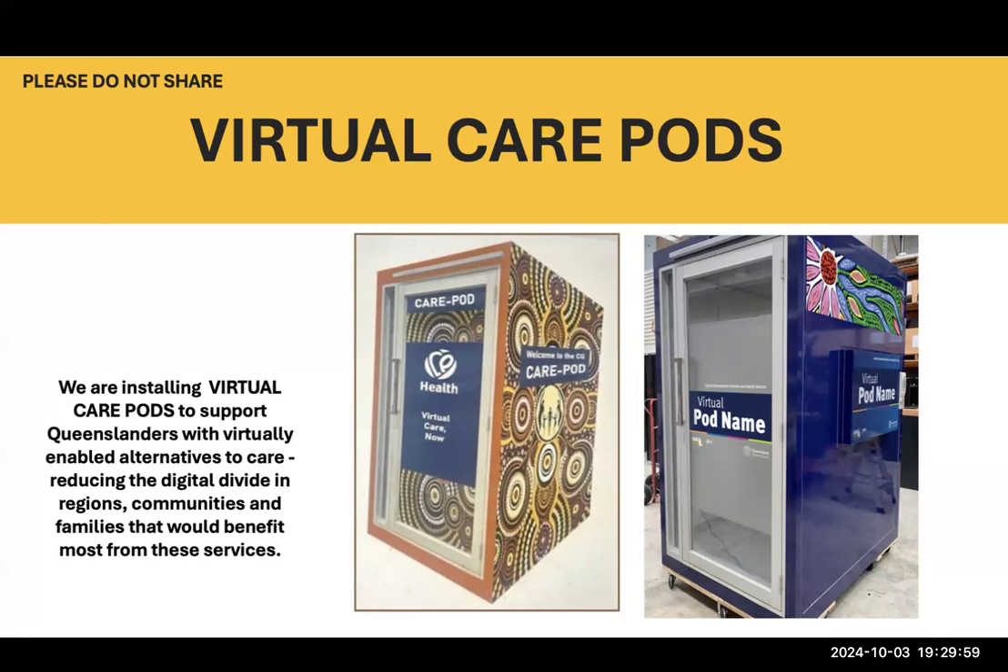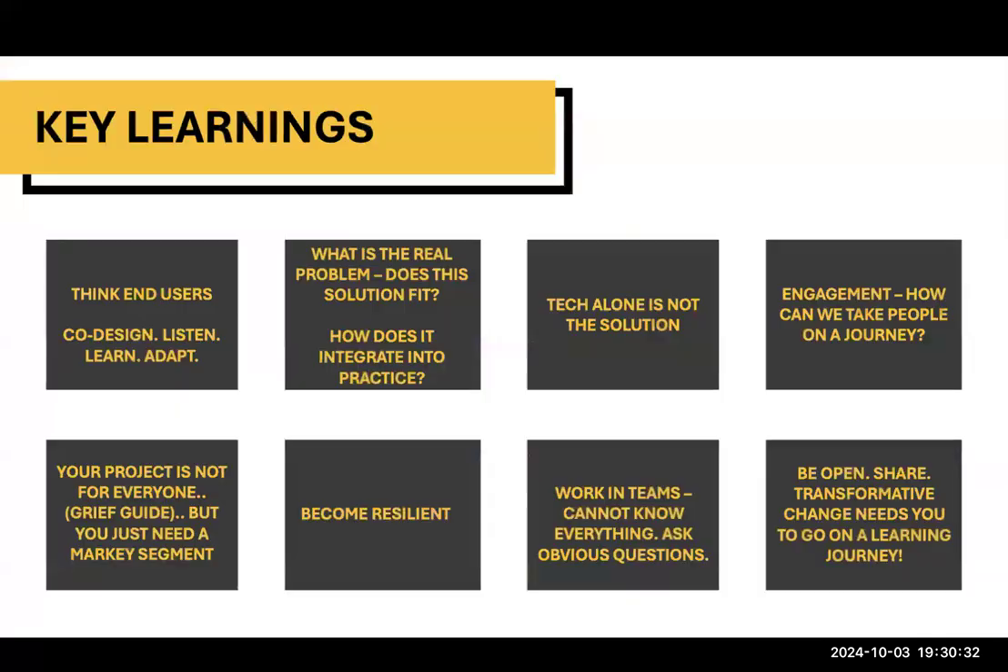So potentially what we're looking at doing is creating these virtual care pods and putting them in community settings. So maybe in shopping malls, libraries, universities, or just in old phone boxes. And they're spaces where people can pop in and have a virtual care appointment. We're in the process of exploring what that might look like and how that might work. And it is one solution to try and reduce the digital divide in the regions for communities and families that might benefit from these services.